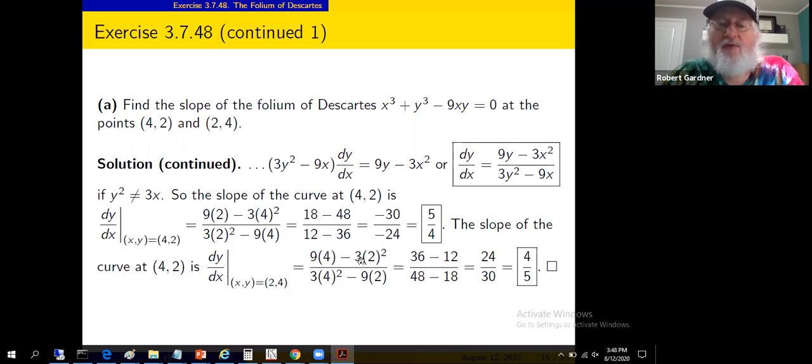So we plug in 2 for x. There's a 2 for x, the 4 for the y. Do the arithmetic. We get 4/5. I wonder if that's a coincidence. There's some sort of symmetry to this graph. More of that in a little while. But we get a slope of 5/4 at (4, 2), and we get a slope of 4/5 at the point (2, 4). And that was part A.